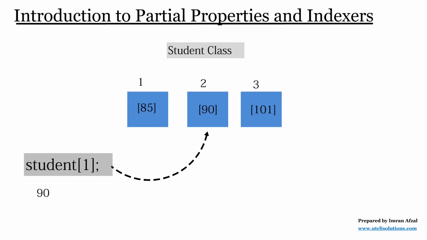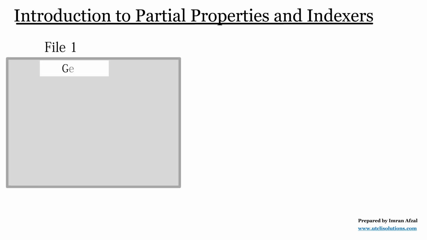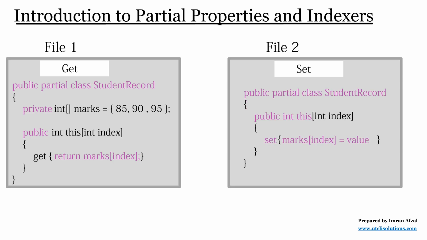In the latest version of C Sharp, we now have something called a partial indexer. This means we can write part of the indexer in one file and the other part in another file. Just like how we can split the logic of properties using the partial keyword, we can now split the logic of indexers too. This is helpful when different developers are working on the same class and need to manage how values are read or changed without editing the same file.